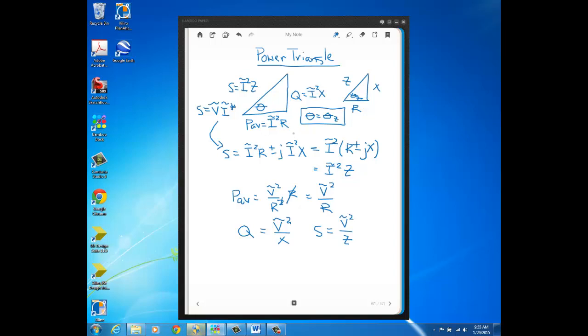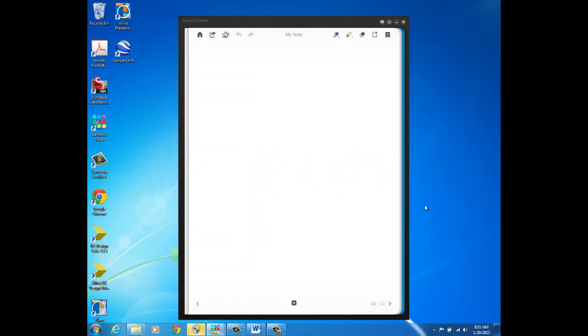Well, we're not done yet with the various powers that we have, because there's another power used in AC circuits that's called apparent power. Apparent power is just the magnitude of S. So it's just the magnitude of complex power, and it's just equal to V times I. It has units of volt amperes, just like complex power does.